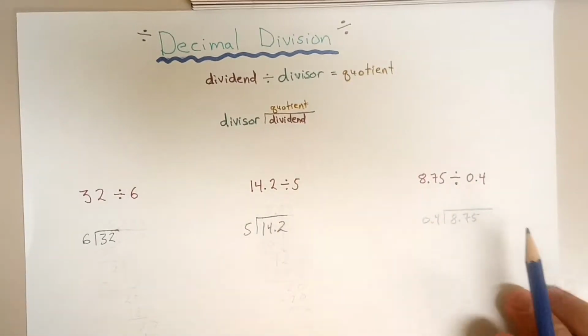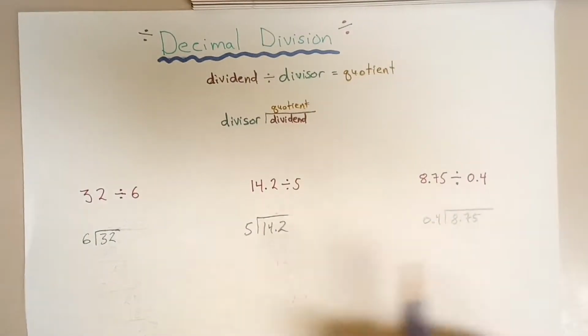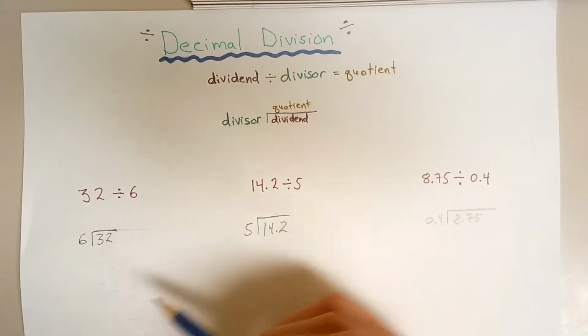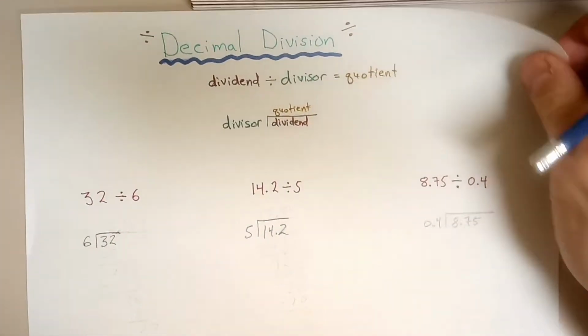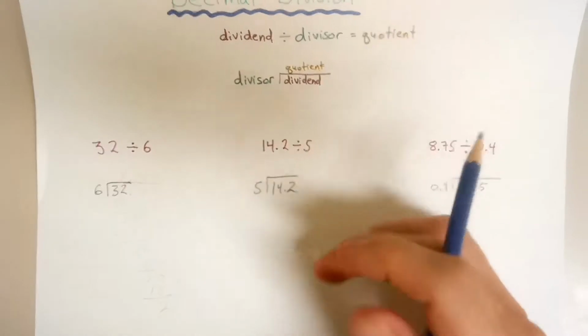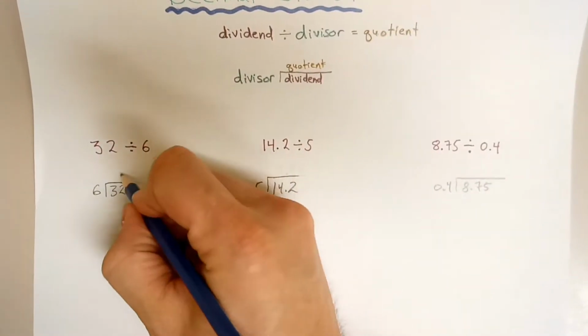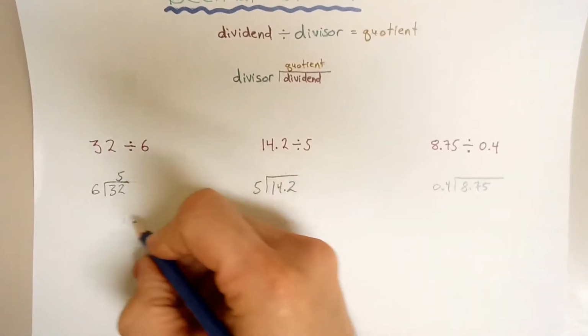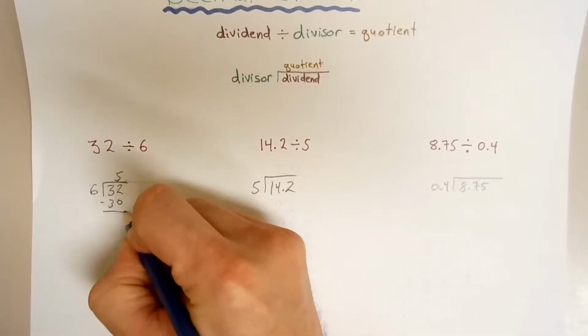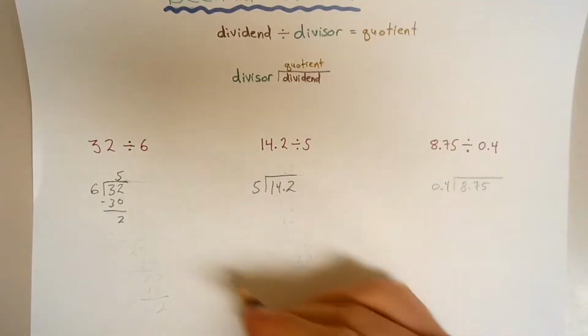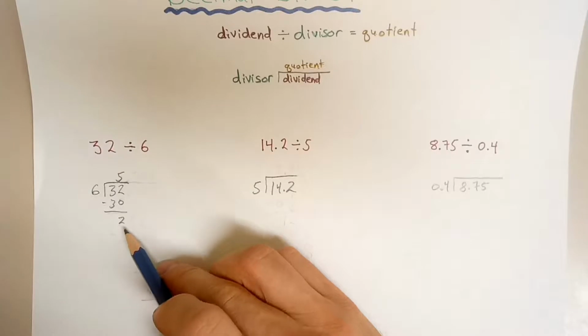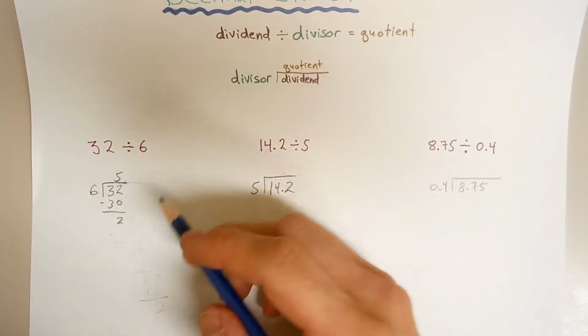So here are 3 examples for us to practice with. First one, pretty simple, 32 divided by 6. How many times does 6 go into 32? Well, I believe that's 5 times. 6 times 5 is 30 with a remainder of 2. But we have a remainder. We don't want a remainder. We want to go into our decimals.